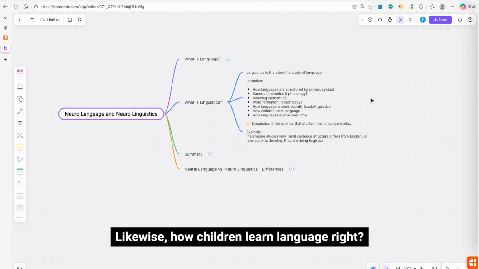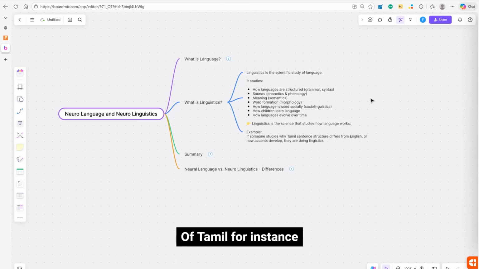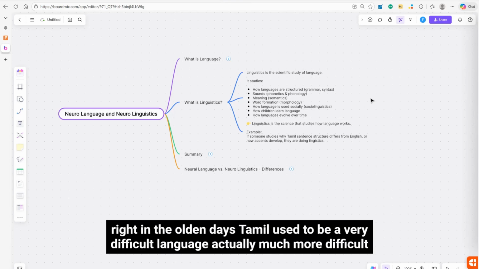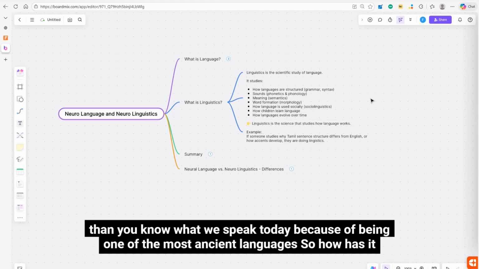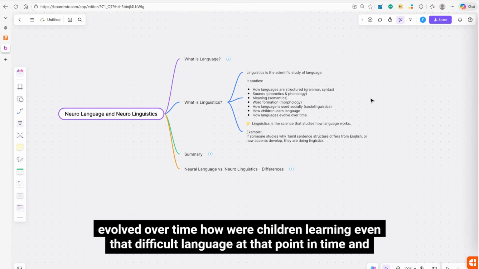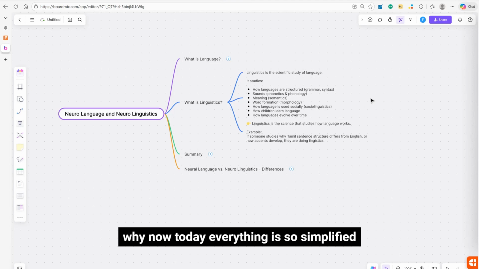Likewise, how children learn language, right? For example, if I take the example of Tamil, for instance, in the olden days, Tamil used to be a very difficult language, actually much more difficult than what we speak today, because of being one of the most ancient languages. So how has it evolved over time? How were children learning even that difficult language at that point in time, and why now today is everything so simplified, right?